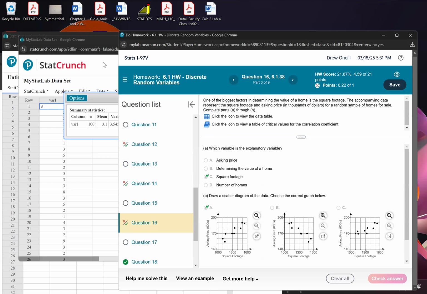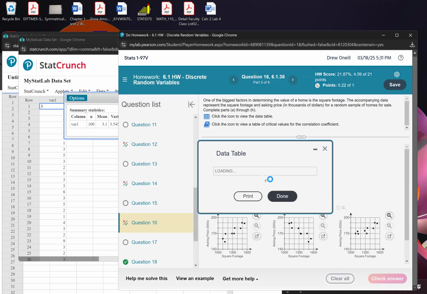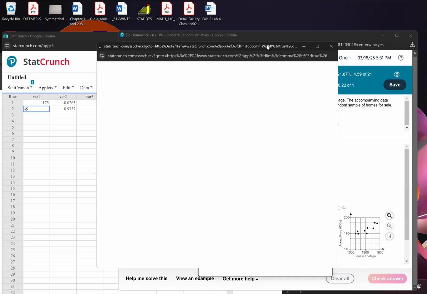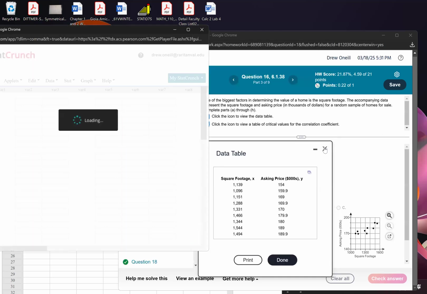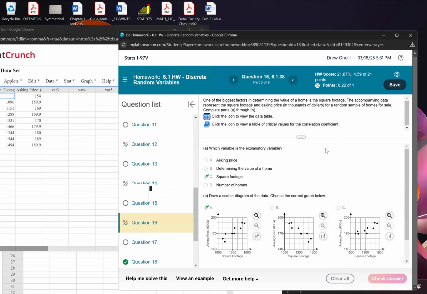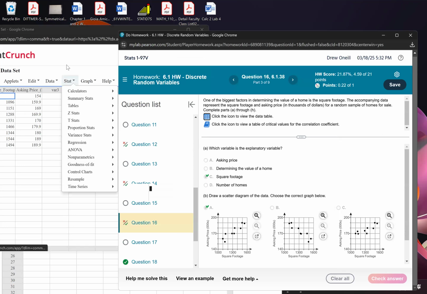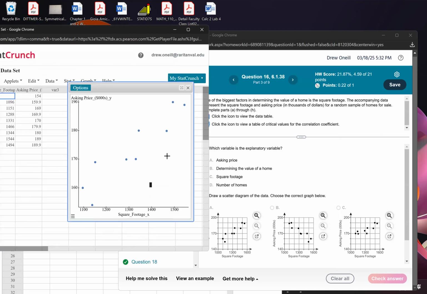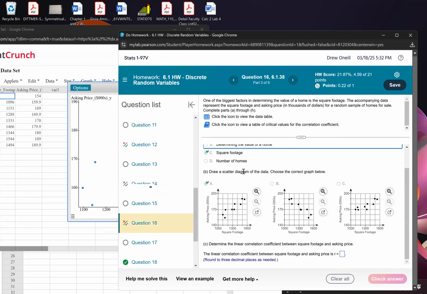This is basically a blast back to chapter 5 stuff where we did correlation. Open the data in the table. Okay, the first question is asking what's the response versus explanatory variable. Well, we'd want to do a dot plot or a scatter plot. So Graph, Scatter Plot, X variable is square footage, asking price is the Y, and then just match this with the right thing. Now it's asking us for R.